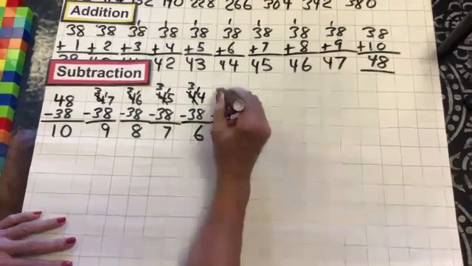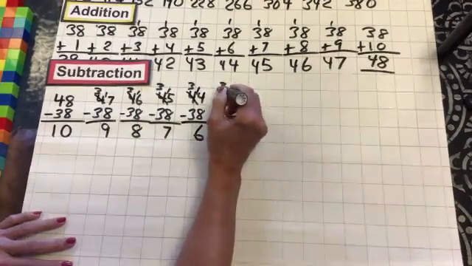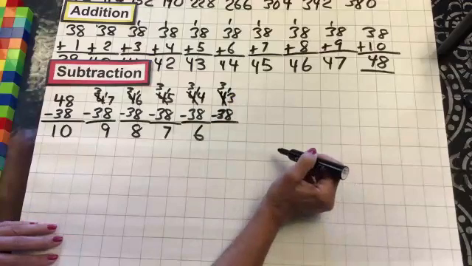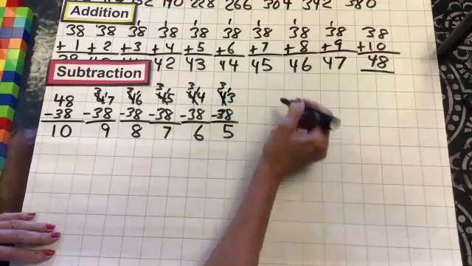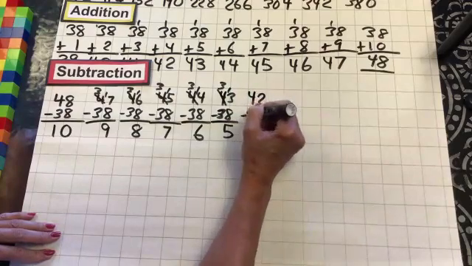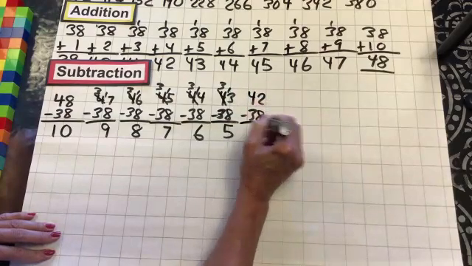8 from 3, can't do. Borrow from the 4, leaving 3, making that 13. 13 minus 8 is 5. 3 minus 3 is nothing. Here we go. 42 minus 38.